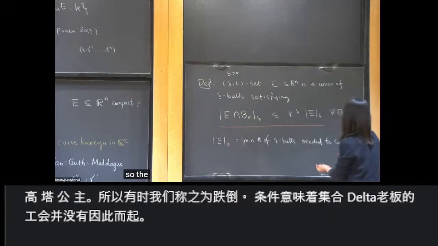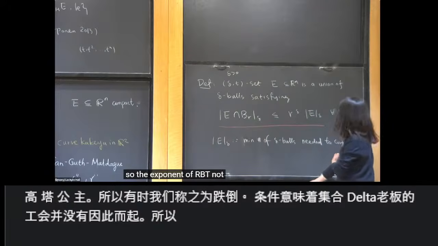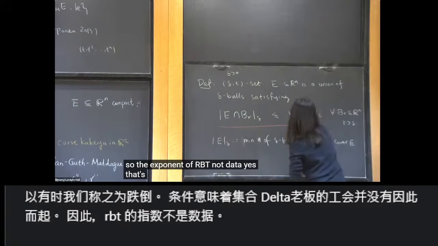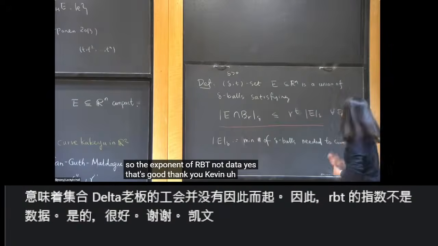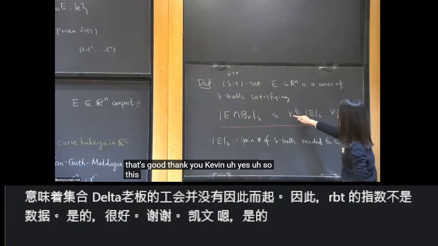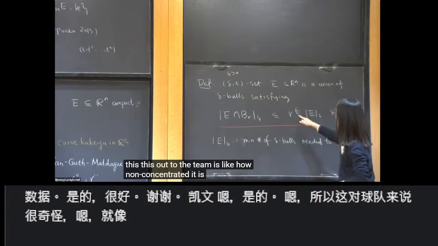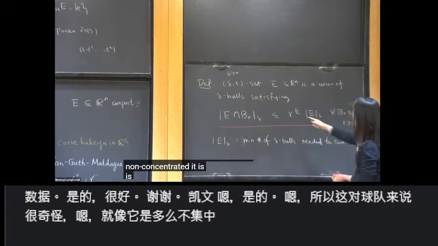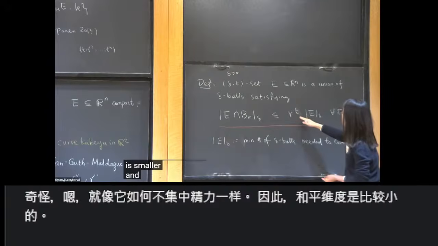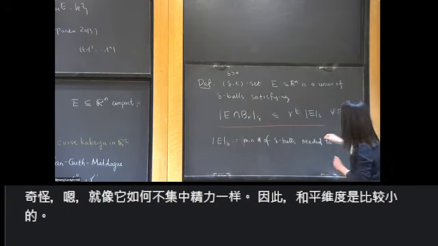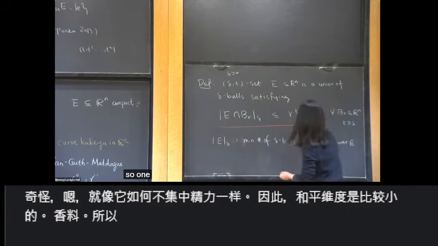Could the exponent of r be t, not delta? Yes, that's good. Thank you, Kevin. Yes, so this r to the t means how non-concentrated it is. So t is the dimension. When the dimension is smaller, the set should be sparse.